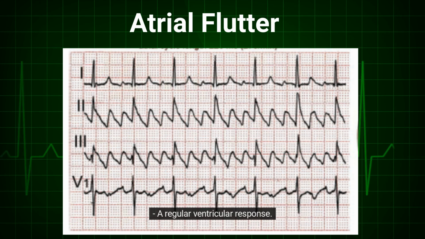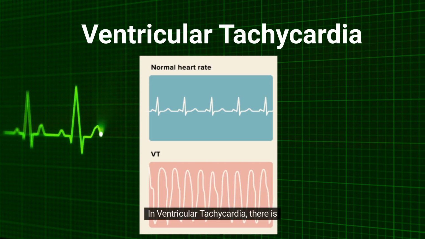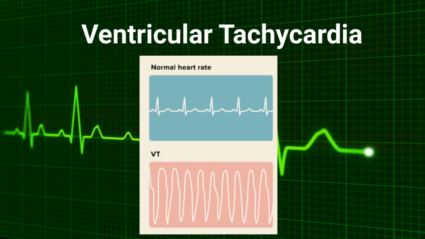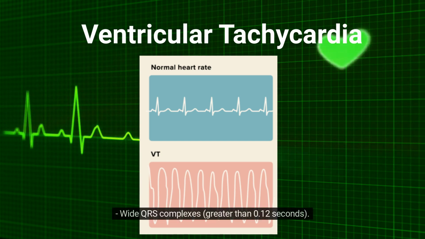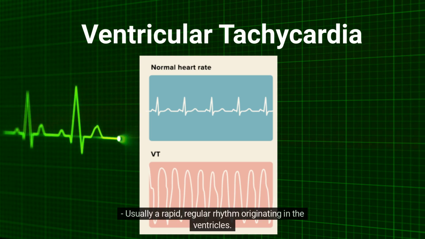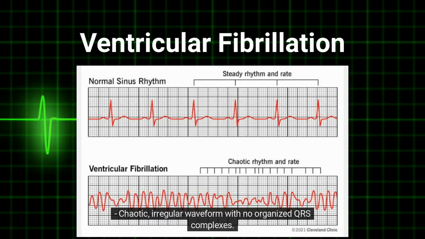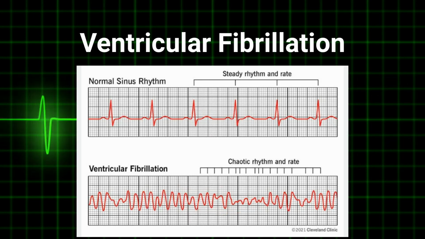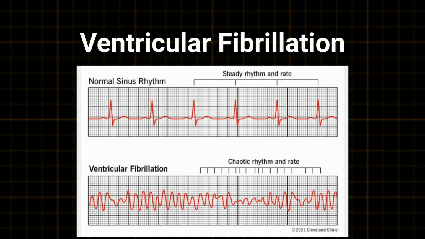A regular ventricular response. In ventricular tachycardia, there are wide QRS complexes, greater than 0.12 seconds. Usually a rapid, regular rhythm originating in the ventricles. In ventricular fibrillation, there is a chaotic, irregular waveform with no organized QRS complexes, often associated with an emergency situation.